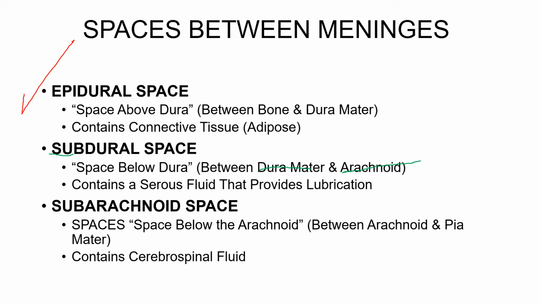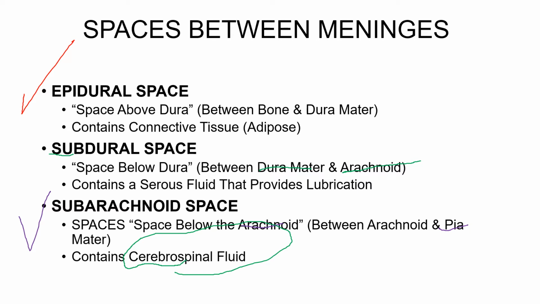And then last but not least, a very important space is the subarachnoid space. And that's going to be between or under the arachnoid, but right above the pia. And that's where all those spider legs are going to be found. And the reason why this is so important is because, as I mentioned, where all those spider legs are, that's where our CSF, our cerebrospinal fluid, is going to be floating around the brain and around the spinal cord.